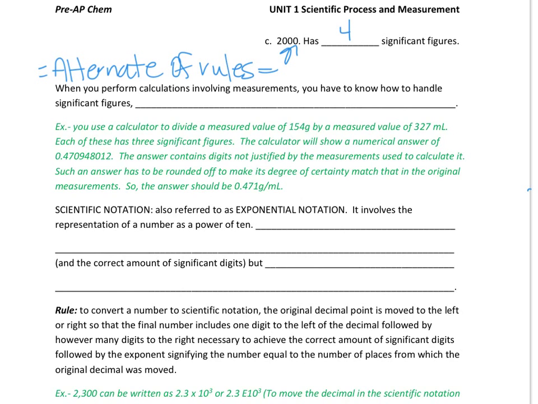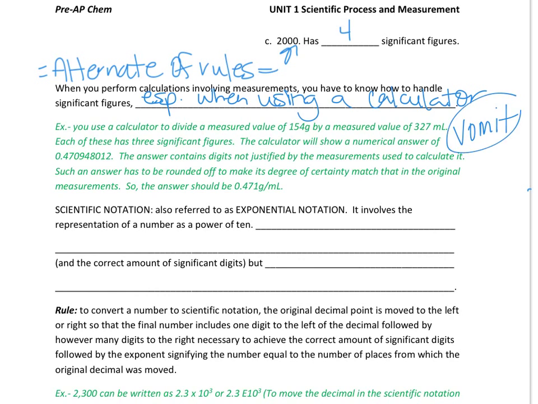When you perform calculations with measurements, you have to know how to handle significant figures, especially when using a calculator. We want to avoid calculator vomit. That is bad. What it looks like is this: you get this very long answer. It contains digits that just are not justified by the measurements used to calculate it. So an answer has to be rounded off to make its degree of certainty match whatever the original measurements were.